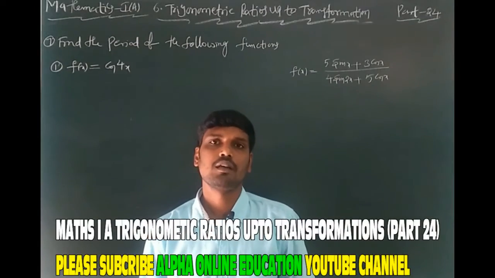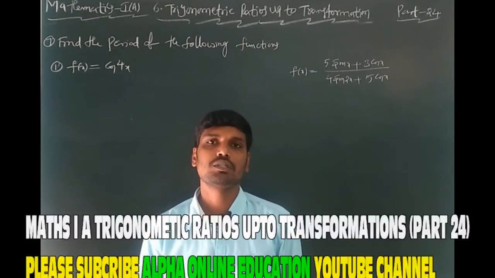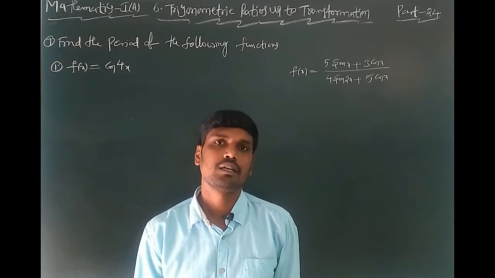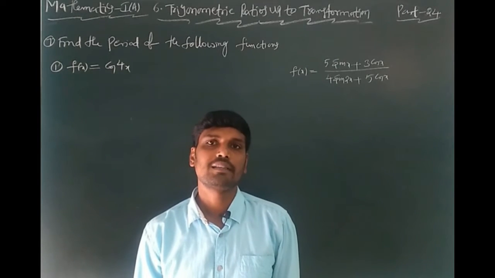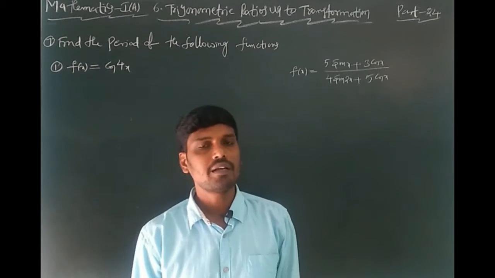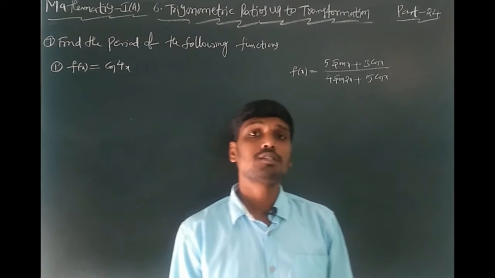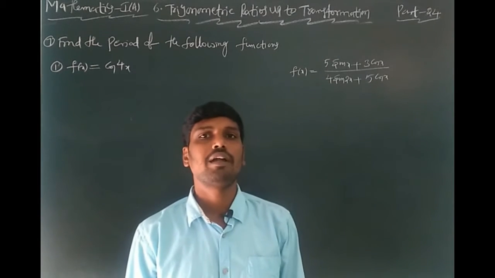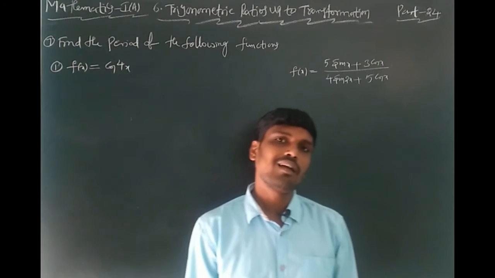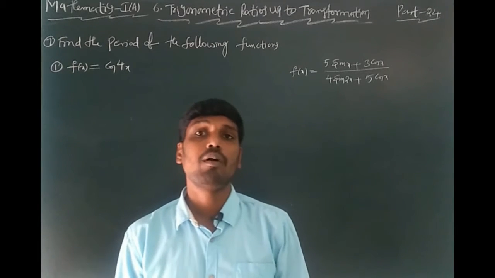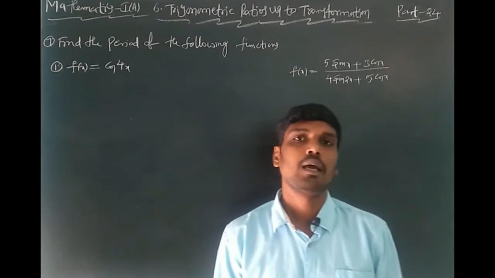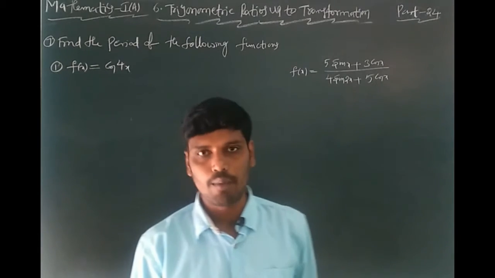Sixth chapter, trigonometric ratios up to transformation. This chapter belongs to Mathematics 1A, part 24. Last part completed the 2 marks problems. Today's class discusses the 2 marks problems and periodic function model problems.